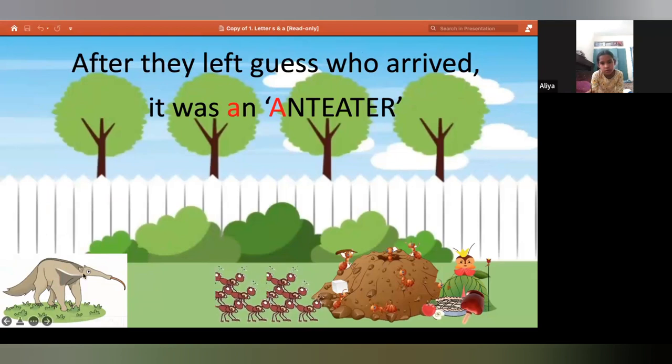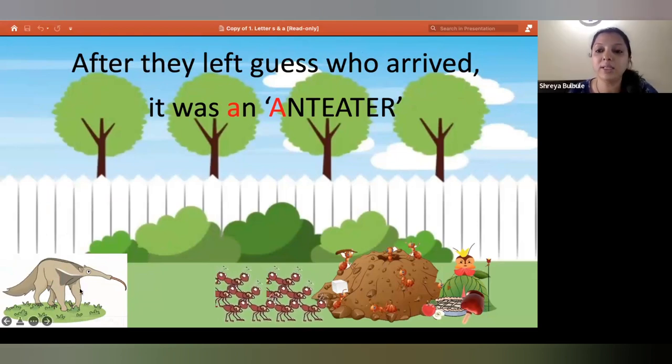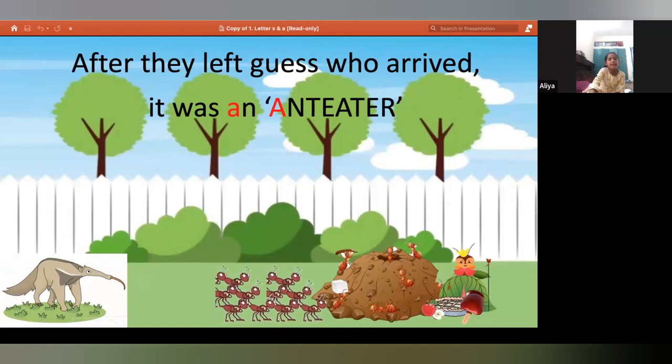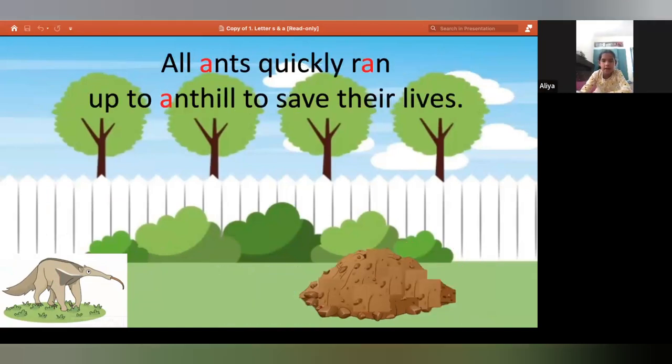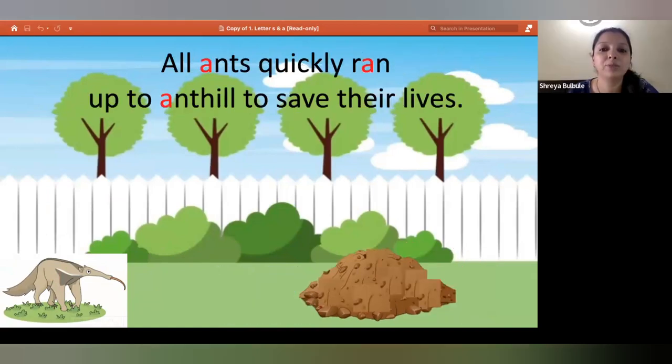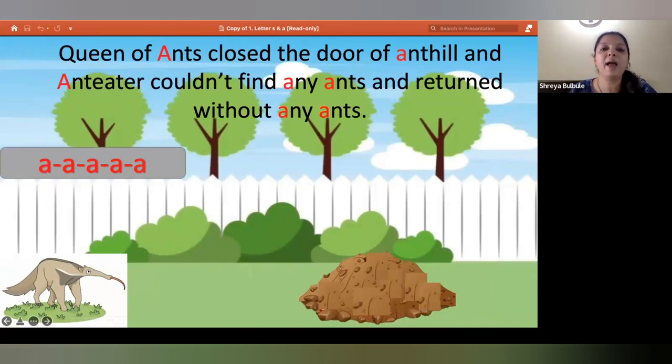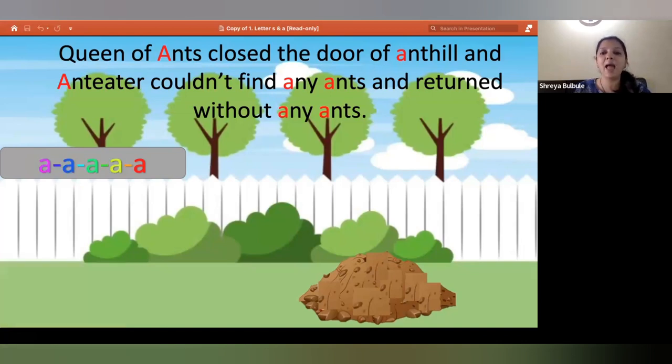You know what animal this is? It's an ant eater. Can you see there's an A in the beginning? Ant eater. All the ants quickly ran up to the ant hill to save their lives. This is the ant hill, it is the house. So they go and hide in the ant hill. The queen of ants closed the door of the ant hill, and the ant eater couldn't find any ants and returned without any ants. So what is the sound of ant? A, letter A says?